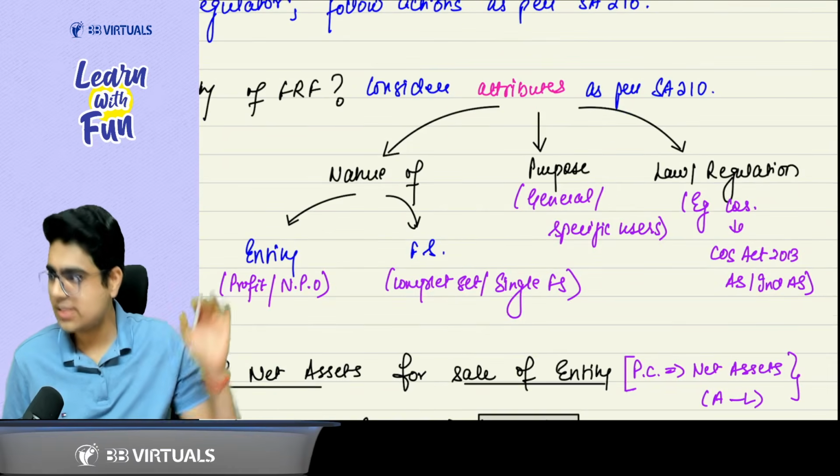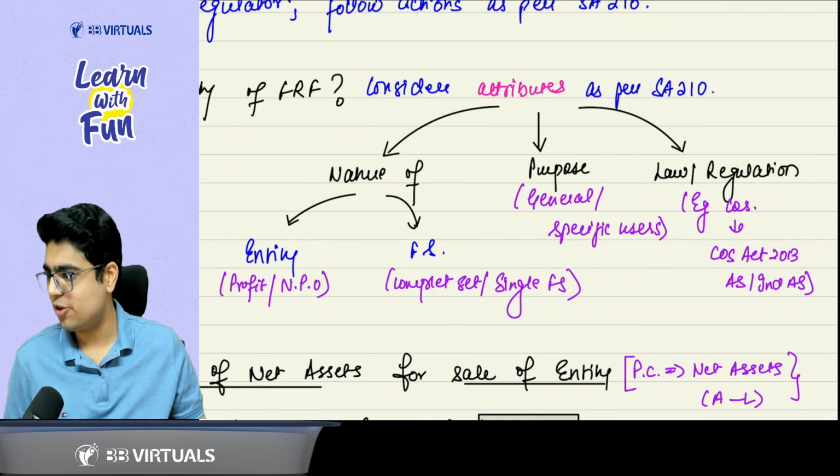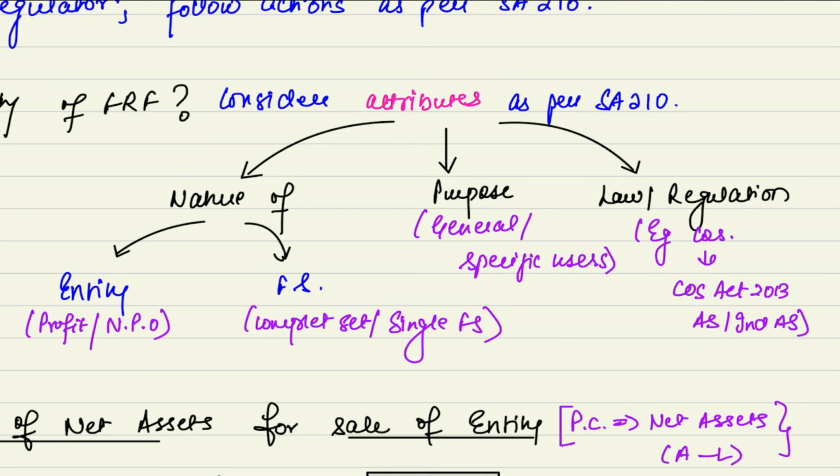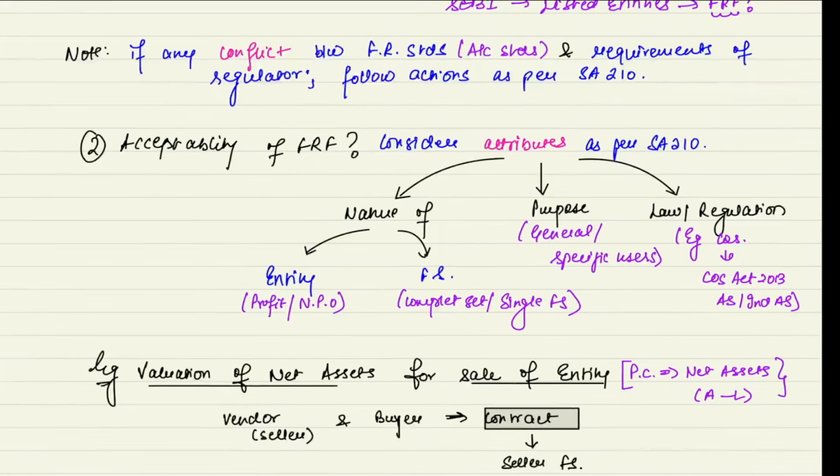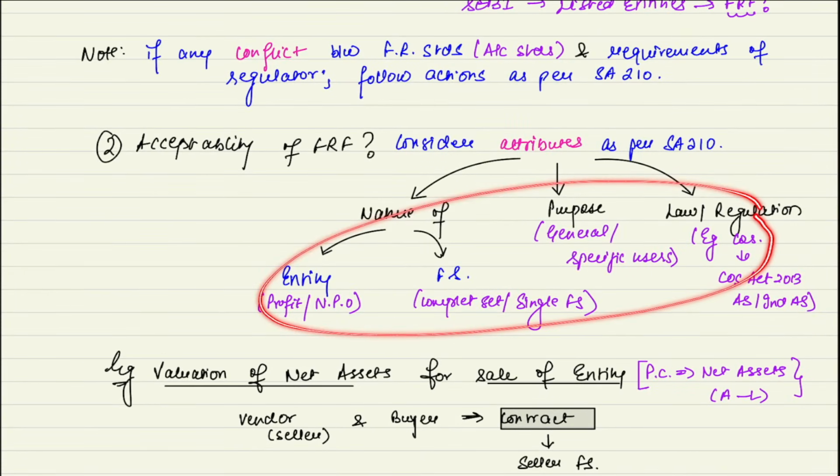So this is a quick summary I have given here. Let's revise it again from here. Revision in the revision. So first of all, you consider the nature of the entity, nature of the financial statement, profit making, NPO, complete set, single financial statement. Then you consider the purpose, general users, specific users, and requirement of the law regulation. So this part, even if you just read it, it is enough. Got it? Got it, sir.